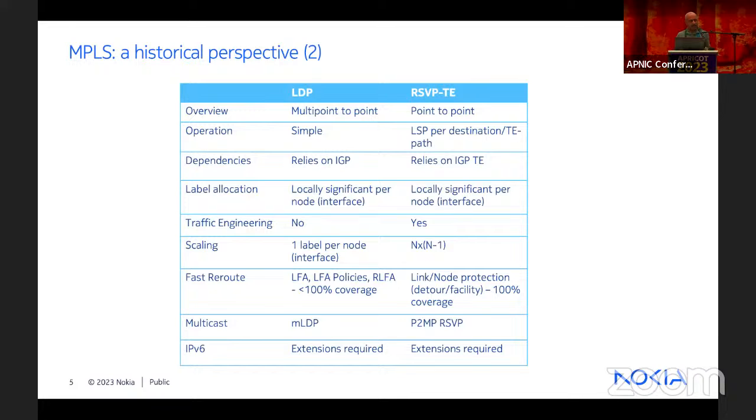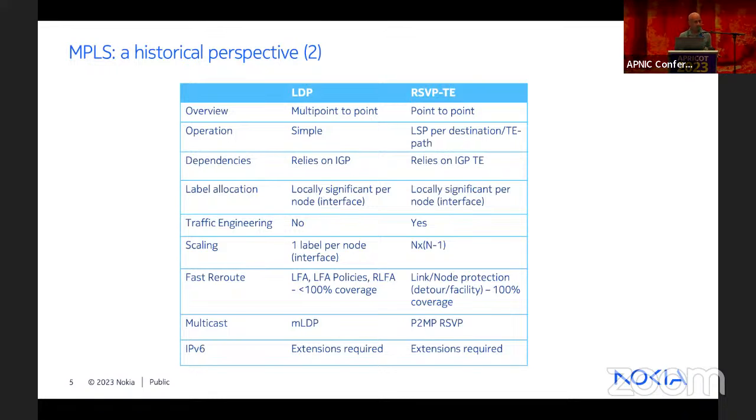Scaling, LDP scales pretty well because it does not have the concept of these signaled tunnels, and it's got this multi-point-to-point traffic forwarding paradigm. Whereas with RSVP-TE, you run into the n-squared problem. You've got to create a mesh. Every pair needs to set up a tunnel between them. Fast reroute, I've already talked about.